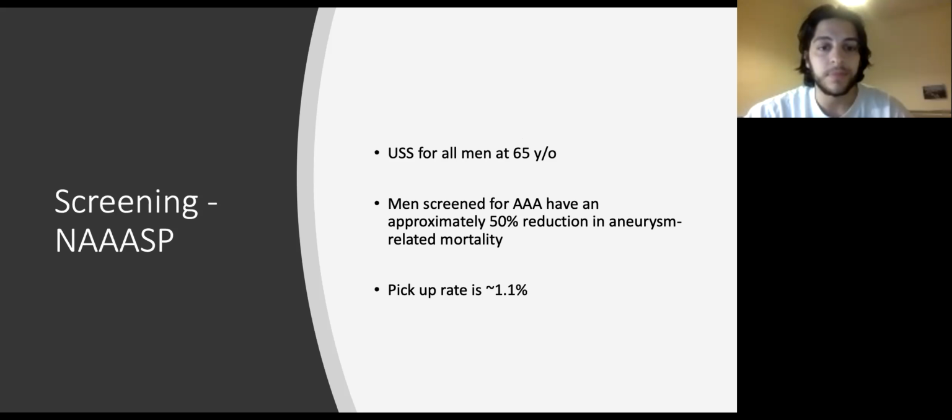So the screening program is the National AAA Screening Program. In the UK currently, all men at age 65 get a letter in the post from the NHS inviting them for a one-off ultrasound scan. Studies have shown that men screened for AAAs have approximately 50% reduction in aneurysm-related mortality. The pickup rate's quite low, only around 1.1%, but it's important that these patients are picked up because the consequences, if they're not, can be fatal.